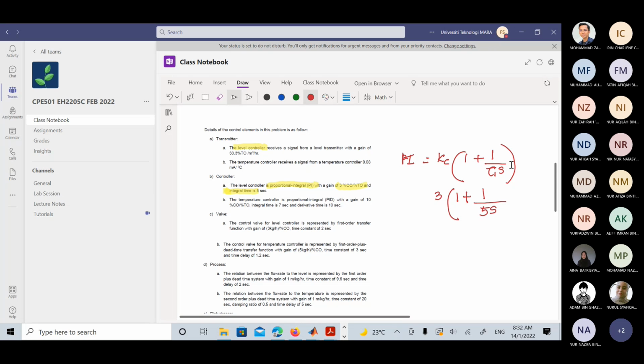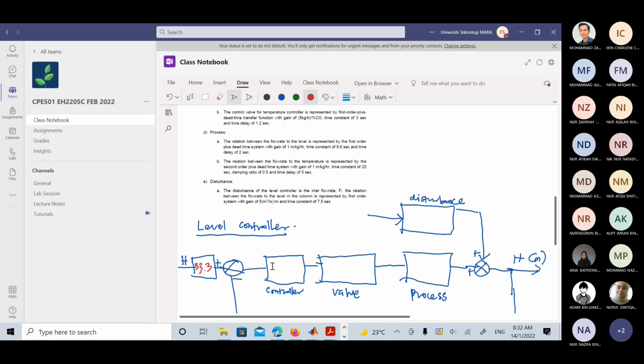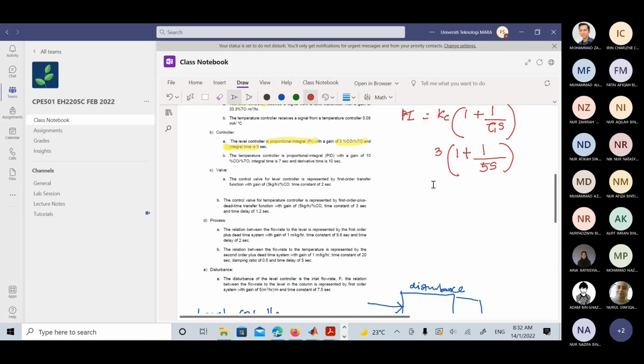S is not referring to the second. S is referring to the Laplace transform term. Laplace transform term for PI. Okay. So this is the transfer function that you need to put in the PI controller. So 3, 1 plus 1 divided by 5s. Okay, so then move to the valve.